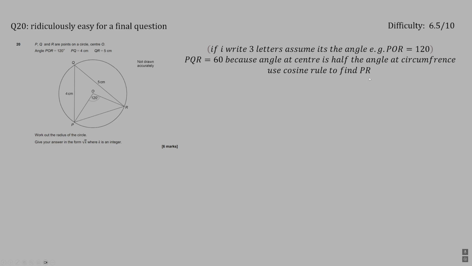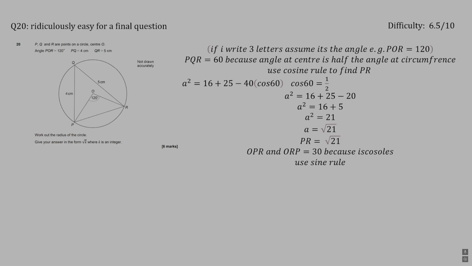Then we use cosine rule to find PR, as we know this. If we ignore PO and OR, we can find this area. Just use this. Cos 60 equals a half. Simplify, simplify, simplify. We get a equals root 21. Alright, so now we know that ORP and OPR, they both equal 30 degrees because this is an isosceles triangle, because they are radii.